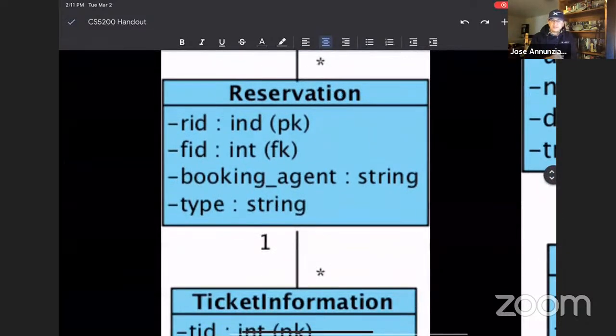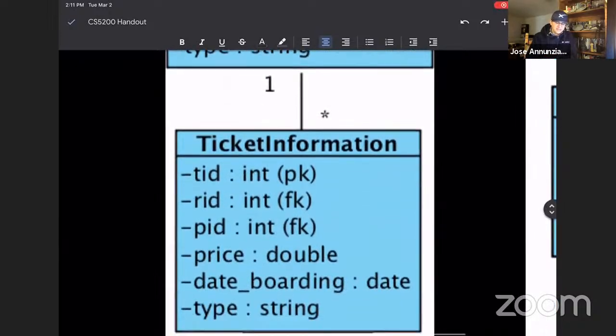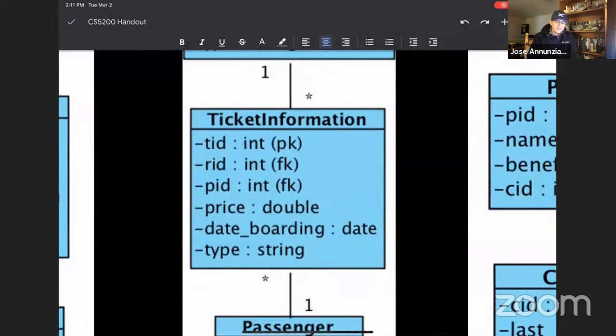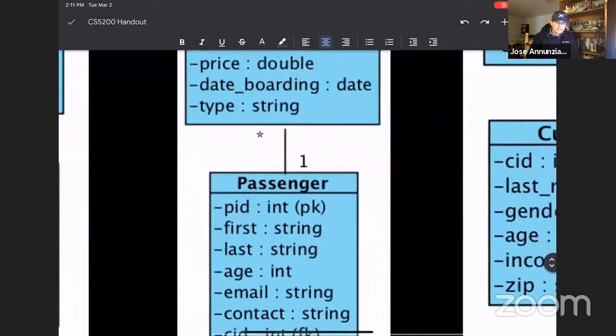Also notice that there's a booking agent, right? There's also the type of reservation. And then we have ticket information. This ticket information seems to be a mapping. See that? We have a one-to-many at the top, and then we have a many-to-one at the bottom. So that's definitely a mapping. It's mapping reservation ID, see RID here, it's a foreign key, and then a passenger ID. So this ticket information says that this ticket belongs to this passenger. Also, the price has a date of boarding and the type. And notice down below we have a passenger.